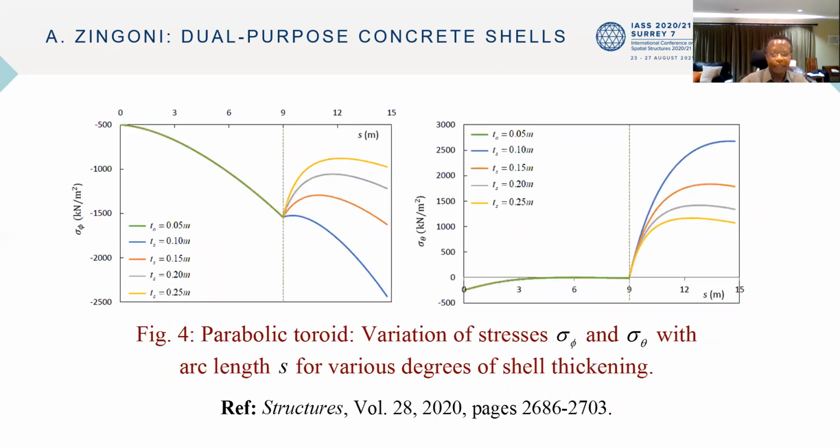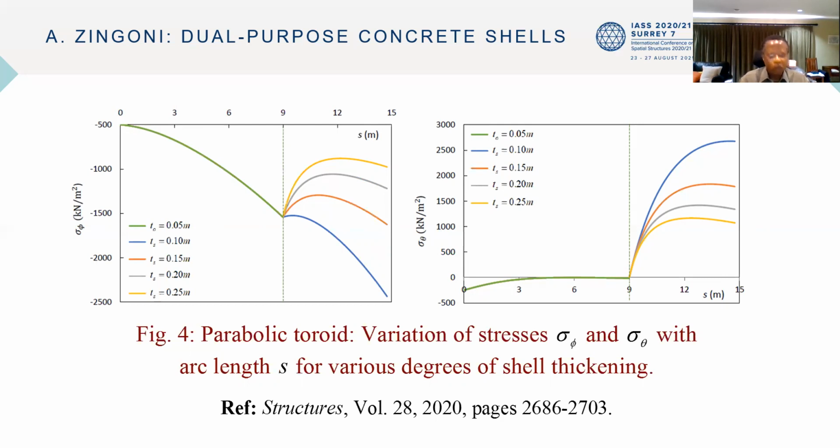In this slide, we see the results of a paraboloid, a parabolic toroid rather, whose cross-section is 10 meters high and 10 meters wide at the base, and with a mean toroidal radius of 15 meters. The central water reservoir is 5 meters in depth.